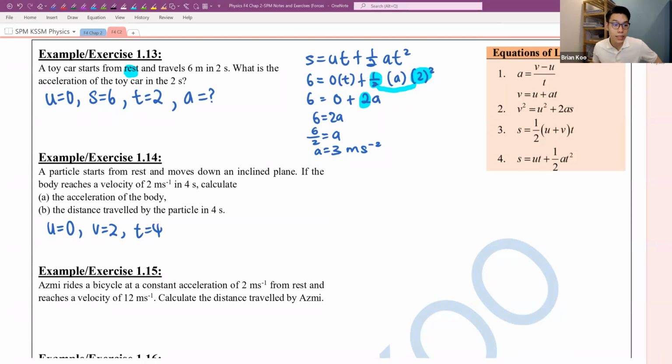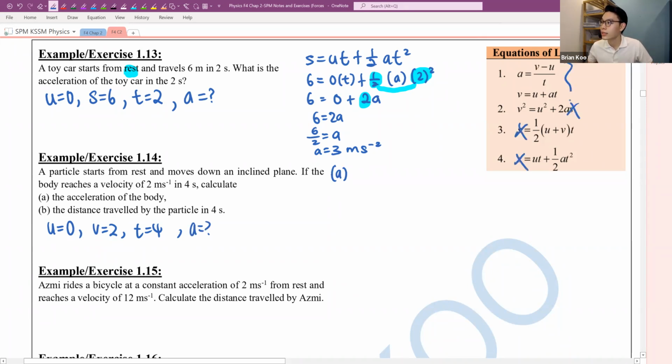Okay, thanks, Zach. T is 4. And then for part A, we are looking for the acceleration. So I got 1, 2, 3, 4. Don't have S. Cancel out the S. First formula. Okay, first formula. So that would be A equals to V minus U over T. You can use V equals to U plus AT also.